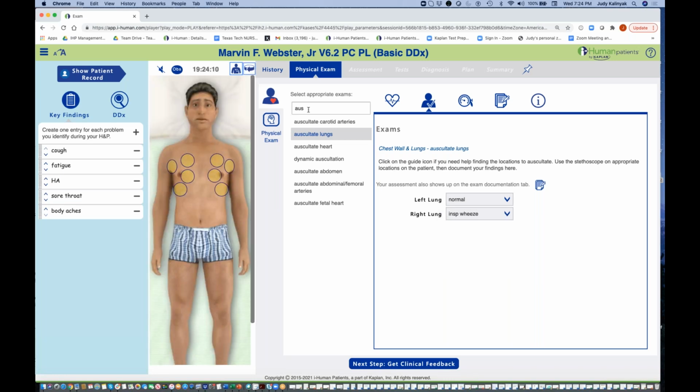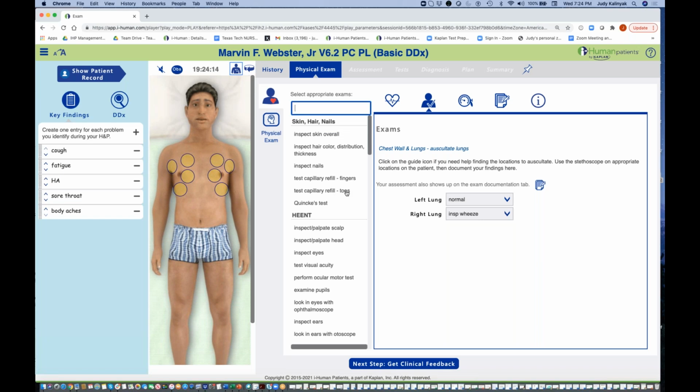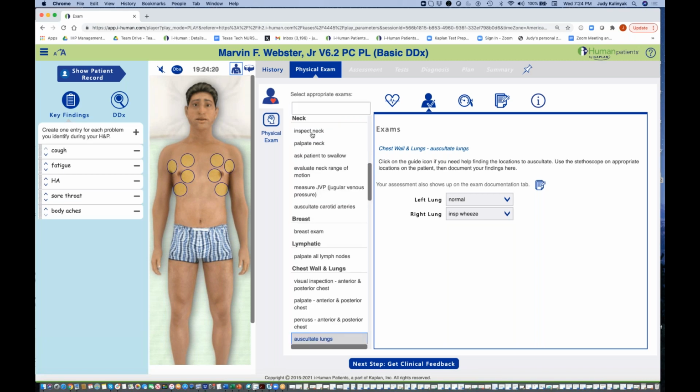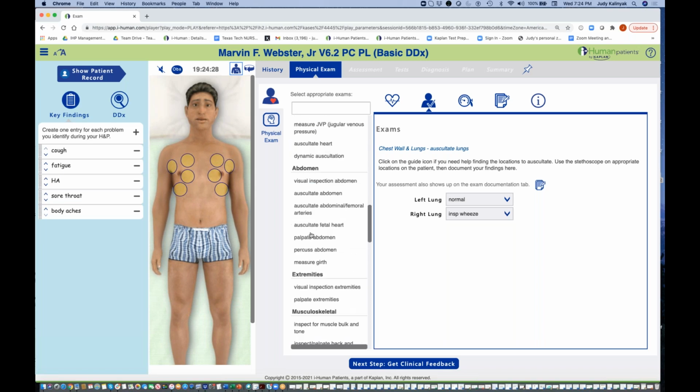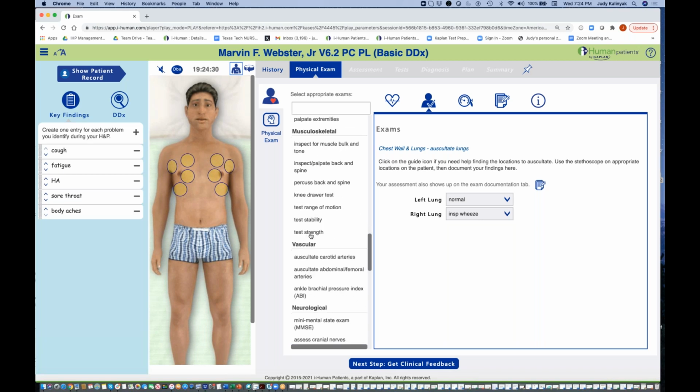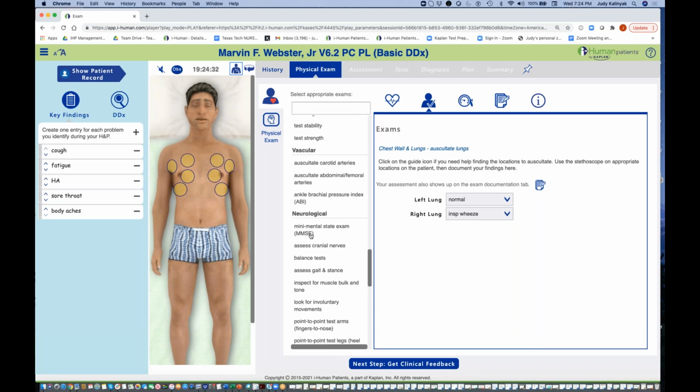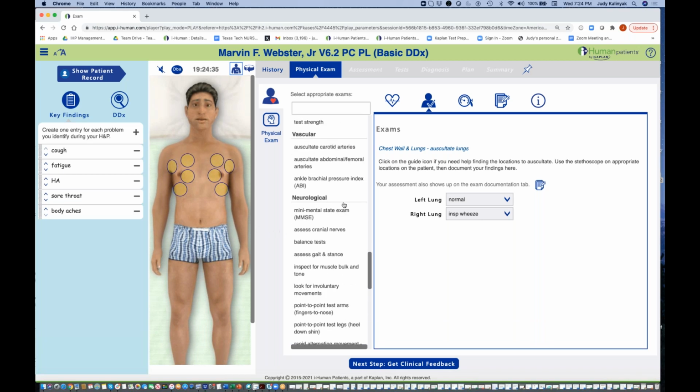I'll rotate this around. The other thing that we want you to do, and it's usually most time effective, is to start at the top and make all your decisions. Do I need to inspect the skin overall? If so, let's do it. Do I need to do a breast exam? What am I doing? And make your decisions as you're going all the way down. Try not to bounce around too much. That will be the most efficient process.